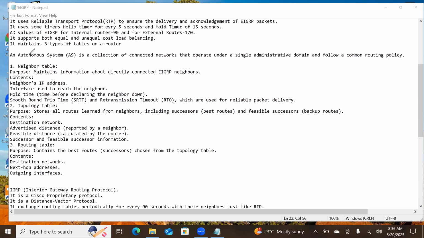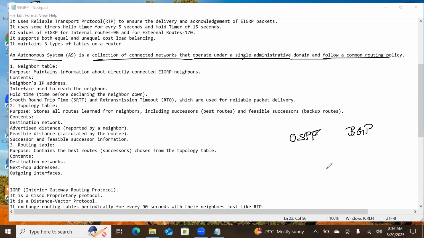So before that, we'll see what is an AS, autonomous system. It's a collection of connected networks that operate under a single administrative domain and follow a common routing policy. I can say if you want to route the data between some routing protocols, this is called as what? AS.